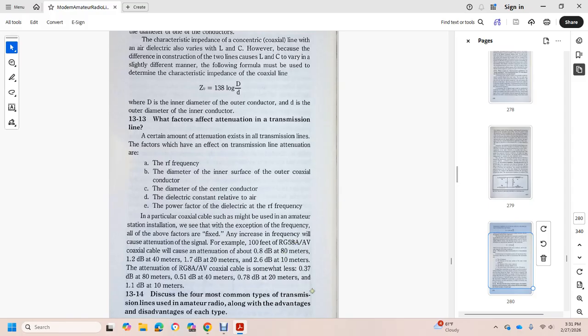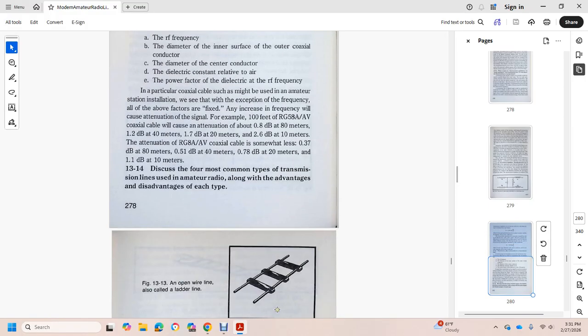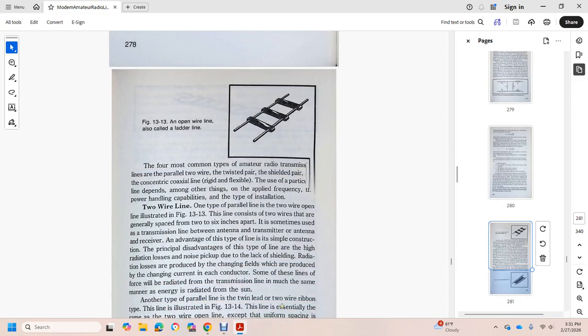Discover the four most common types of transmission line in amateur radio, along with the disadvantages of each type. The four most common types are the parallel pair, the twisted pair, the concentric coaxial line, both rigid and flexible. The choice of a particular line depends, among other things, on the applied frequency, the power handling capability, and the type of insulation.